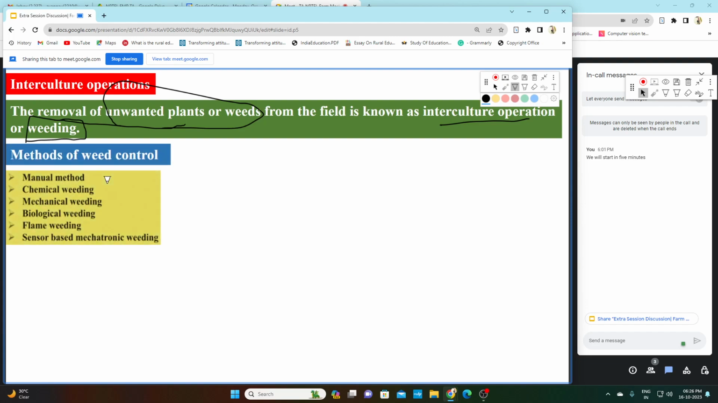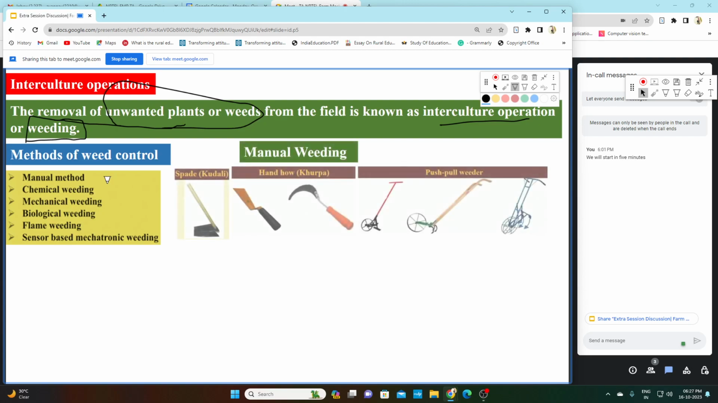Now what are the methods of controlling this weed? We can do it with the manual method. These are the manual weeding equipment. You can see this is the spade or kodal. This is very popular. Then we have the hand hoe or khurpa, and this is the push pull type of weeder.